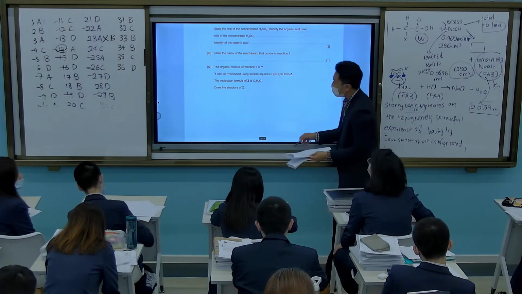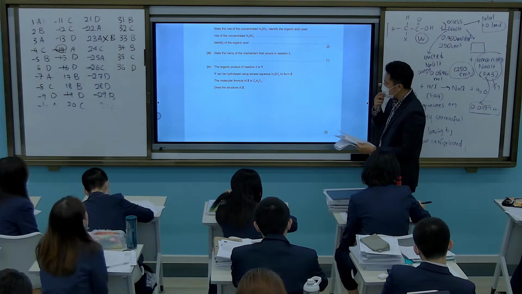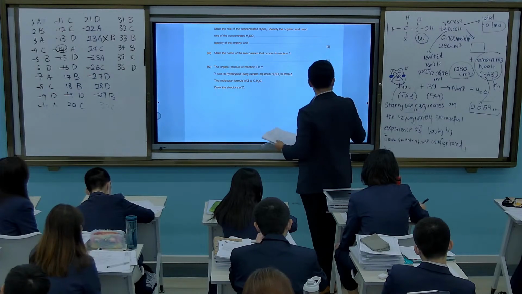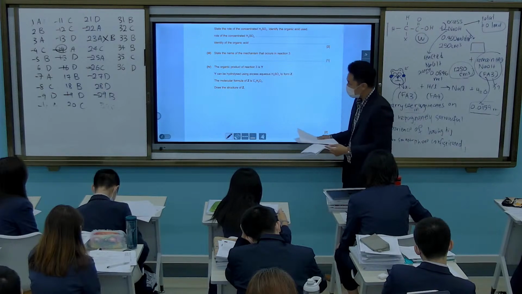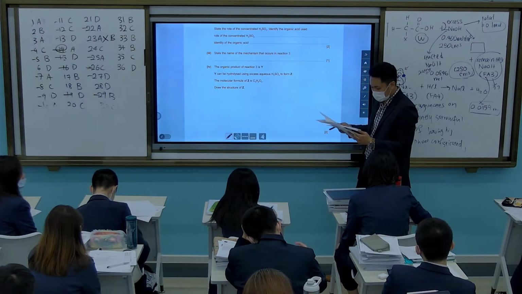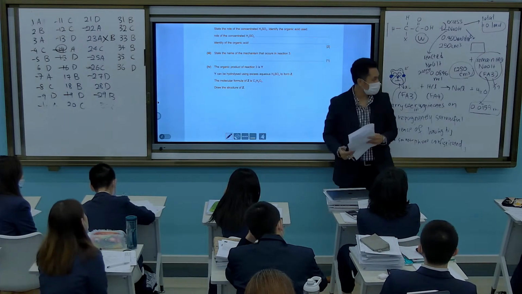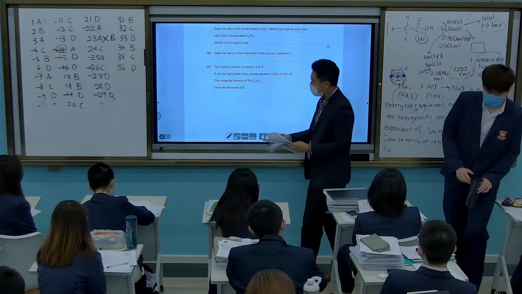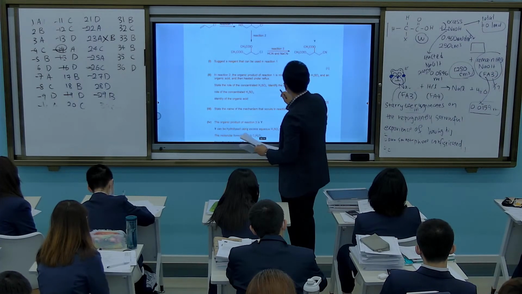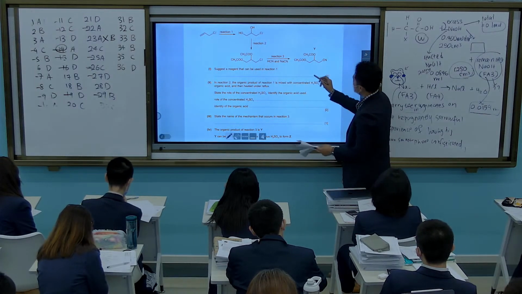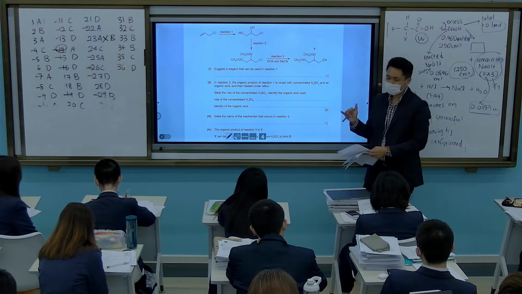Now this one here, the organic product of reaction 3 is Y. Y can be hydrolyzed using excess H2SO4. Now draw the molecular formula of Z. For this one, what can you do? Maybe you can count the number of carbons for Y. Let's look at Y here. How many carbons? 1, 2, 3, 4, 5, 6.